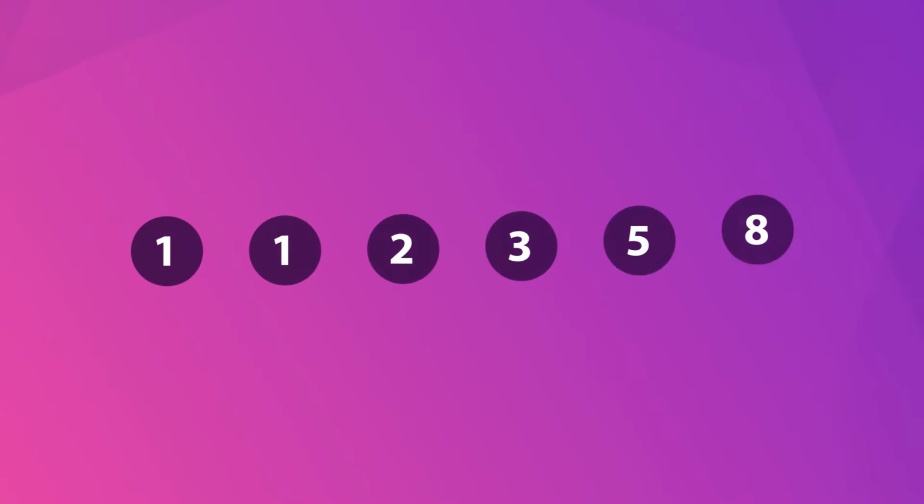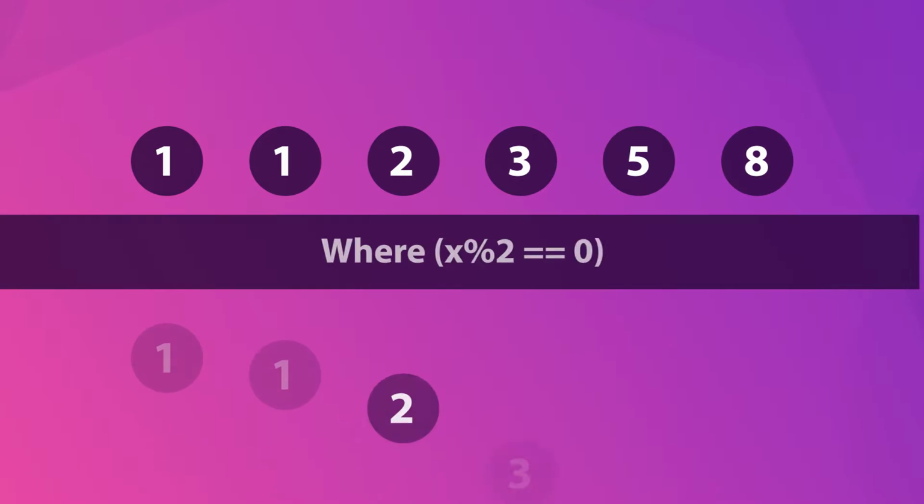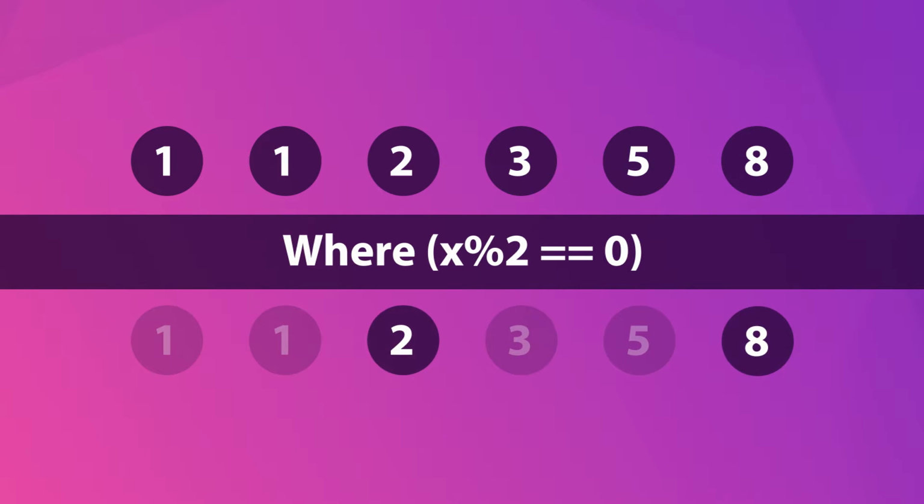Think of a standard collection. We'll use an array of Fibonacci numbers as an example. This collection is immutable, which means it can't be changed. Let's say we wanted to grab just the even numbers from this array. One way to do this would be to filter the collection using LINQ's where operator. This would return a completely new collection, leaving the original array untouched.